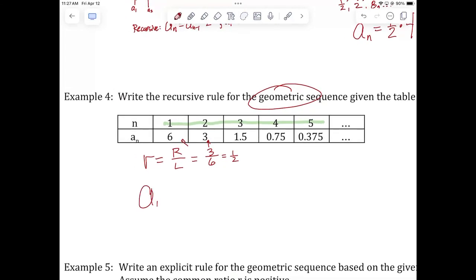So here it is, the recursive rule. A sub n is, what's the first term? What are we starting with? Oh, sorry. The recursive rule. It's a sub n minus 1. That's how we start. A sub n minus 1 times what? 1/2. This is the recursive rule.